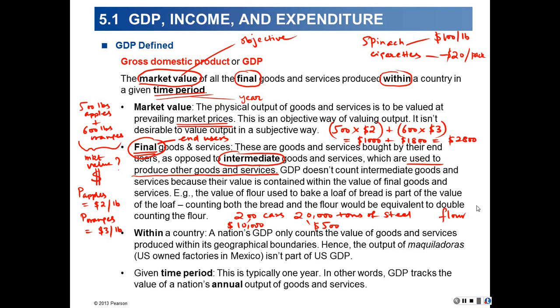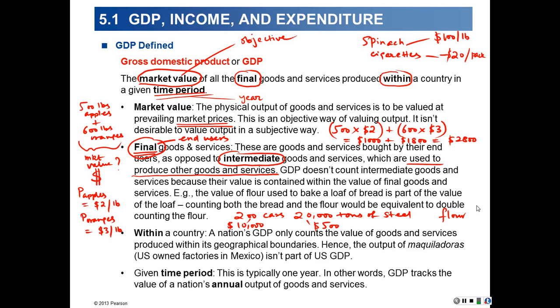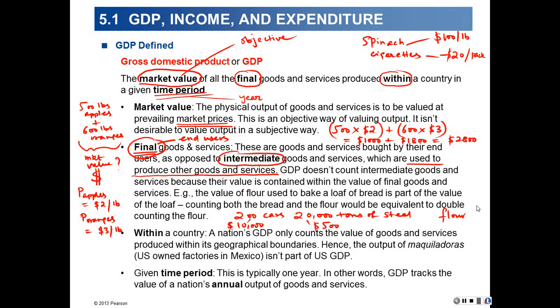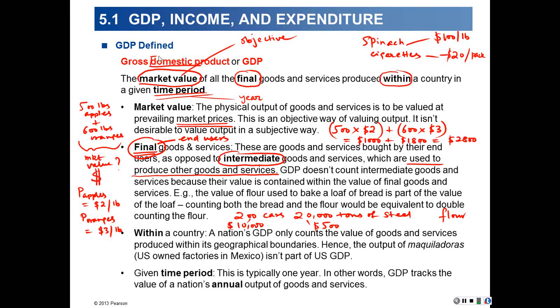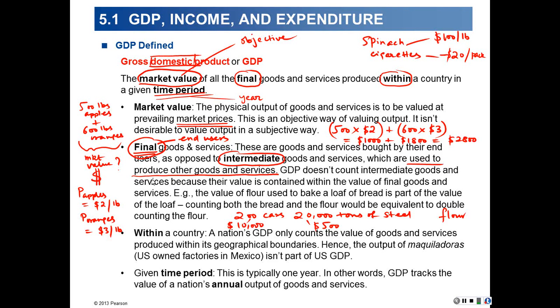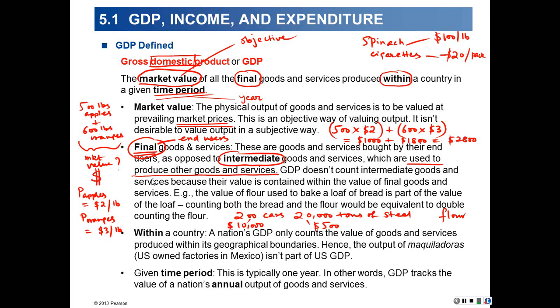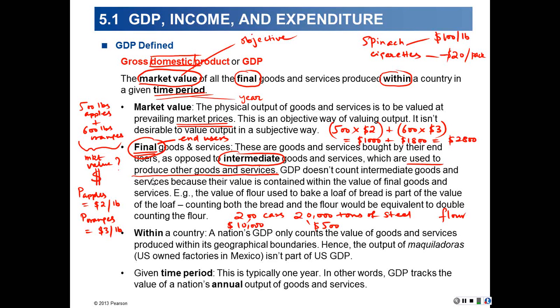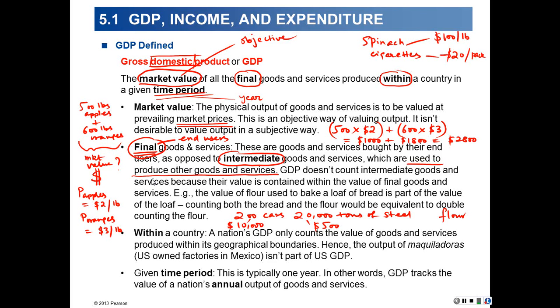Next, we are interested in production that is being carried out within the boundaries of a country. That's why we have the term domestic. Domestic means what? Domestic means to do with home, right? So we're only interested in what's being produced within the political boundaries of the United States, correct? So all the production that goes on here within the states is what GDP measures, right?